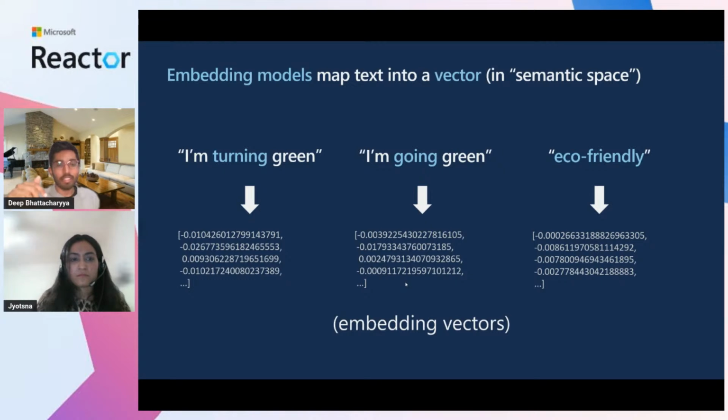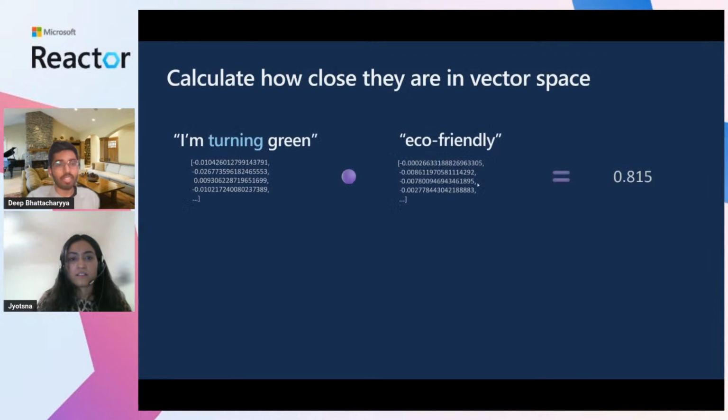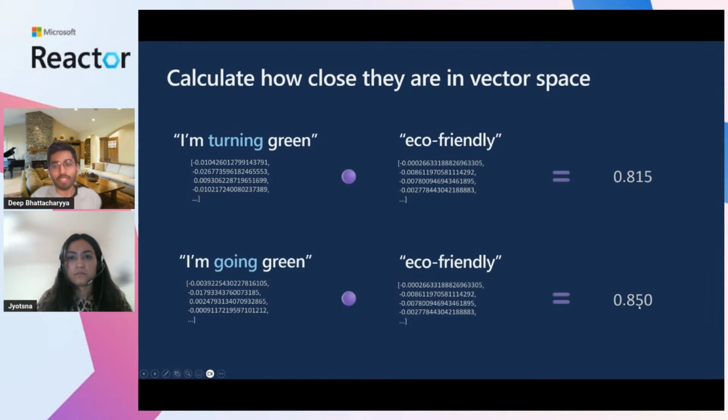Well, let's convert those three into vectors. Vectors are a way of numerically representing it in X-dimensional space, as we showed you just before. So in this case, we've generated a vector component for each of those words. And then what you would do is take a dot product of I'm turning green and eco-friendly. What a dot product means in simple terms is you try and figure out what the correlation is between the two. So in this case, the correlation becomes 0.815.